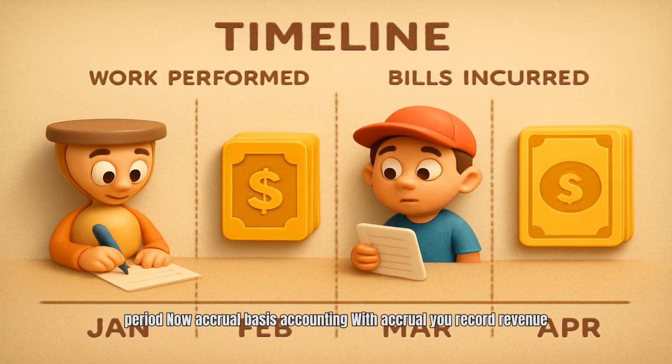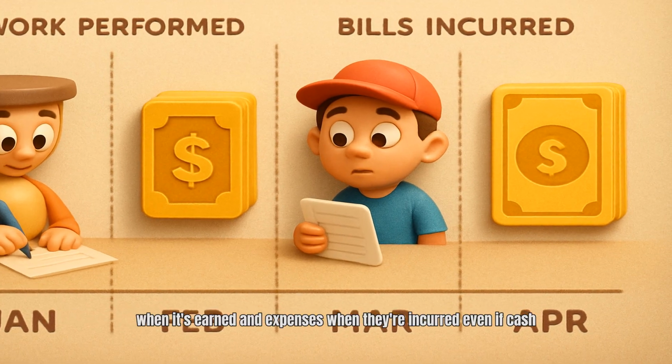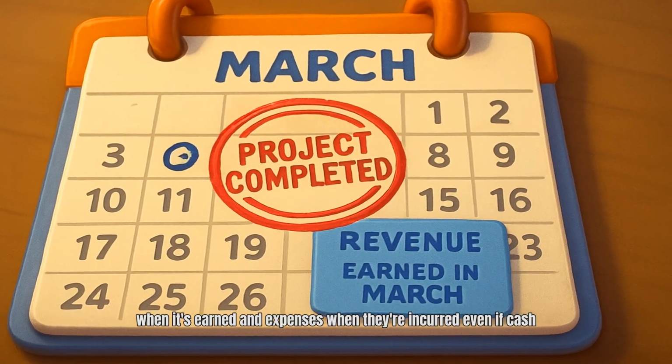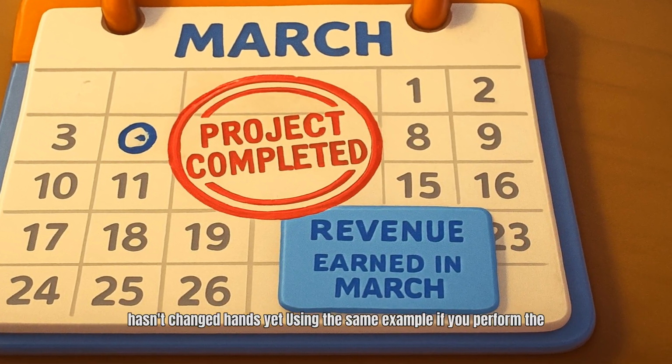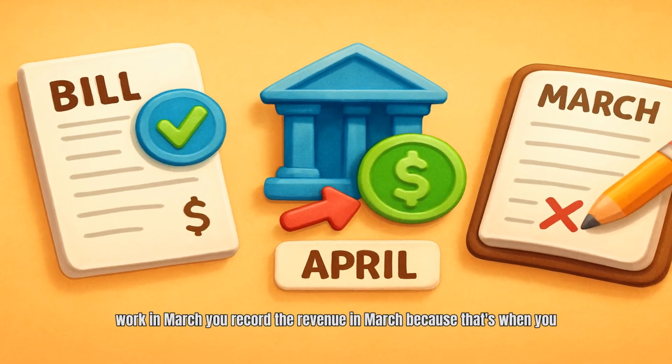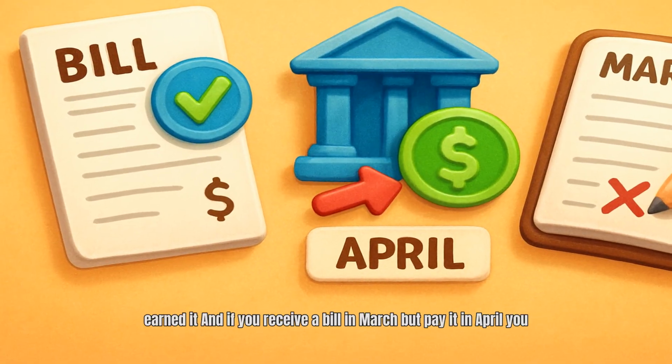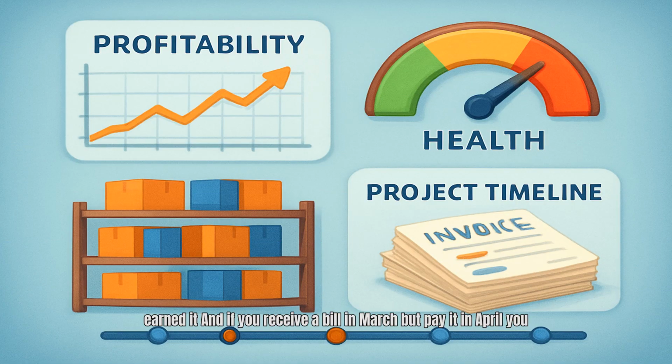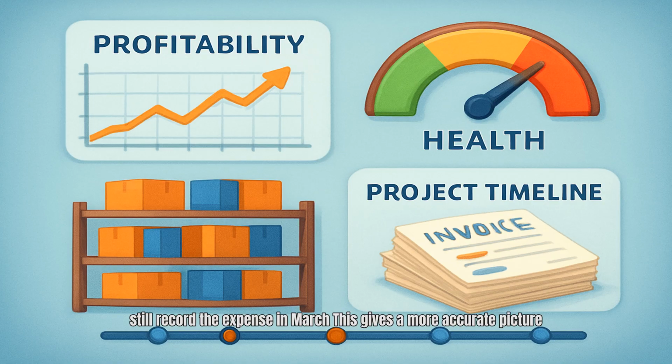Now, accrual basis accounting. With accrual, you record revenue when it's earned and expenses when they're incurred, even if cash hasn't changed hands yet. Using the same example, if you perform the work in March, you record the revenue in March, because that's when you earned it. And if you receive a bill in March but pay it in April, you still record the expense in March.